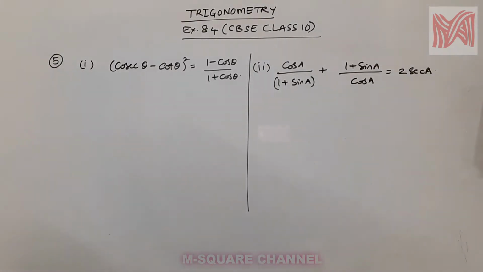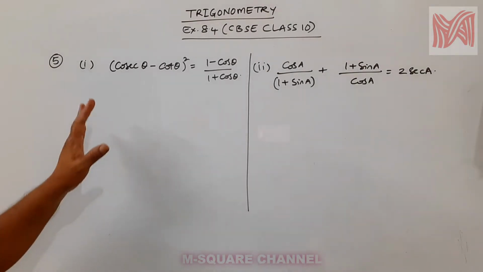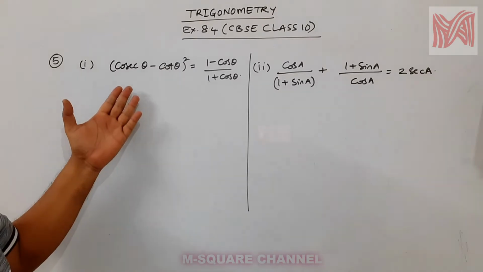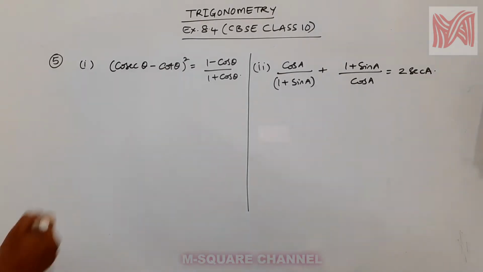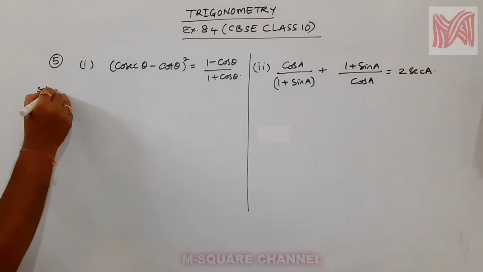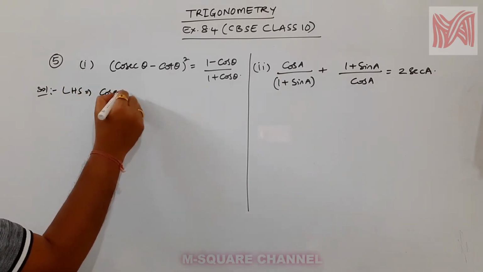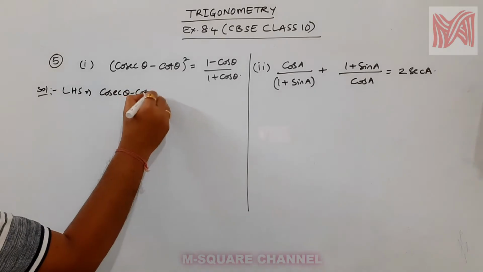secant a. Here we are going to move from left to right. Either we take the left hand side; that is the solution. I am going to write LHS: (cosecant theta minus cot theta) whole square.